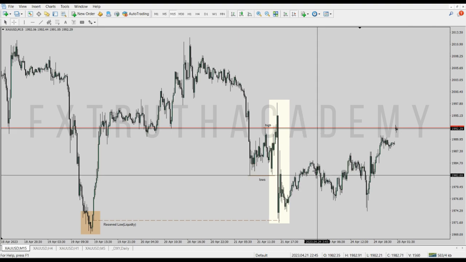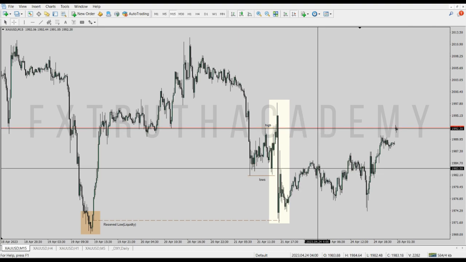Looking at this, the question that will go over your mind is: why are the market makers actually having reserved liquidity, and how can I anticipate that? Like, what's the idea and the concept behind that?